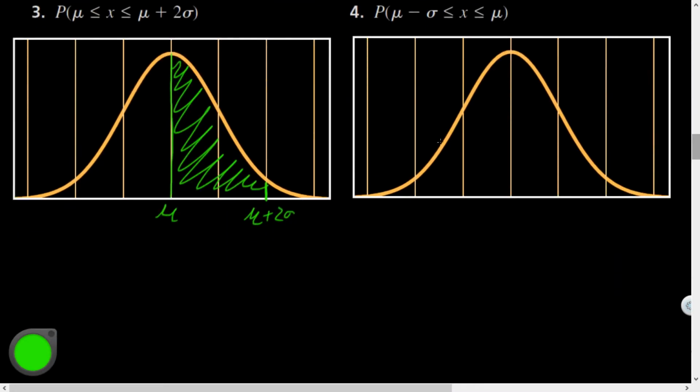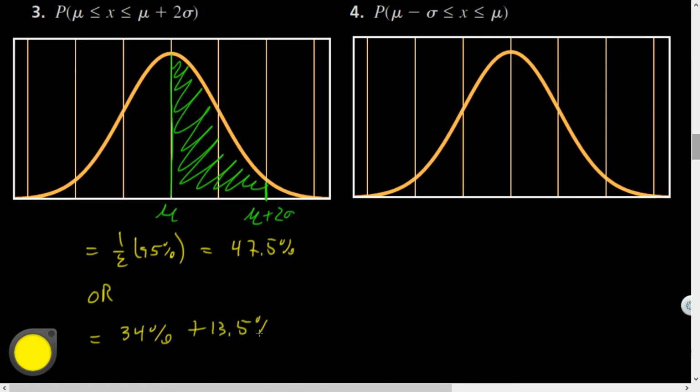You guys agree? So this is half of 95%, which is 47.5%. Or we could have found it by doing 34% plus 13.5%. Still, 47.5% of the data will be there. All right, same outcome either way. I like it.